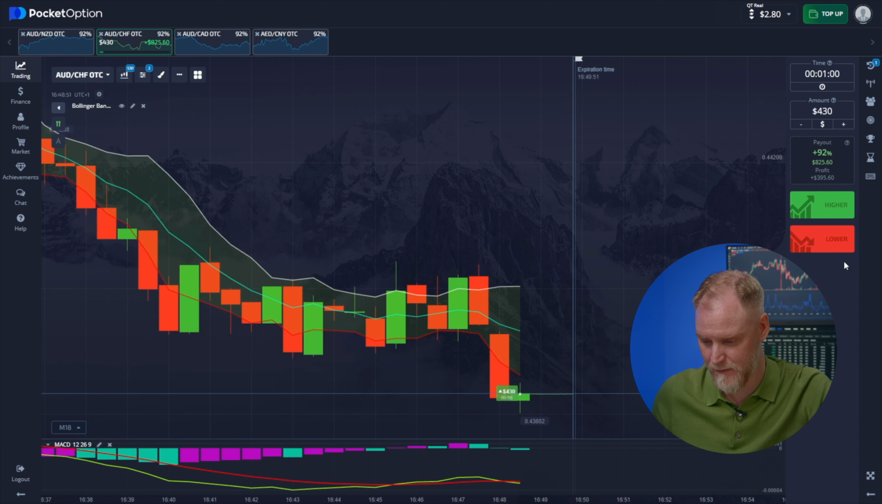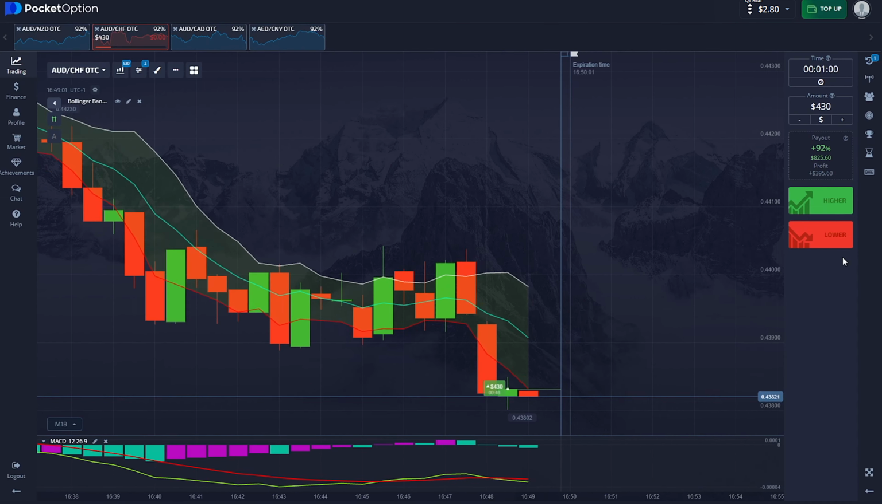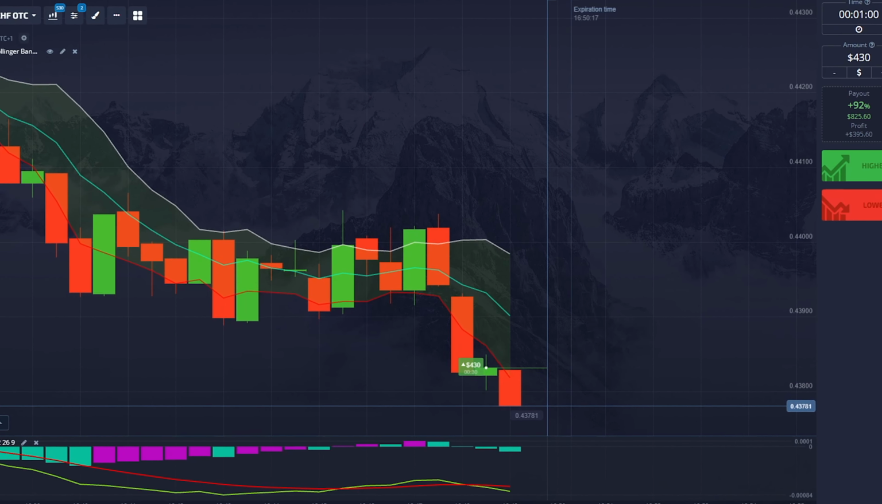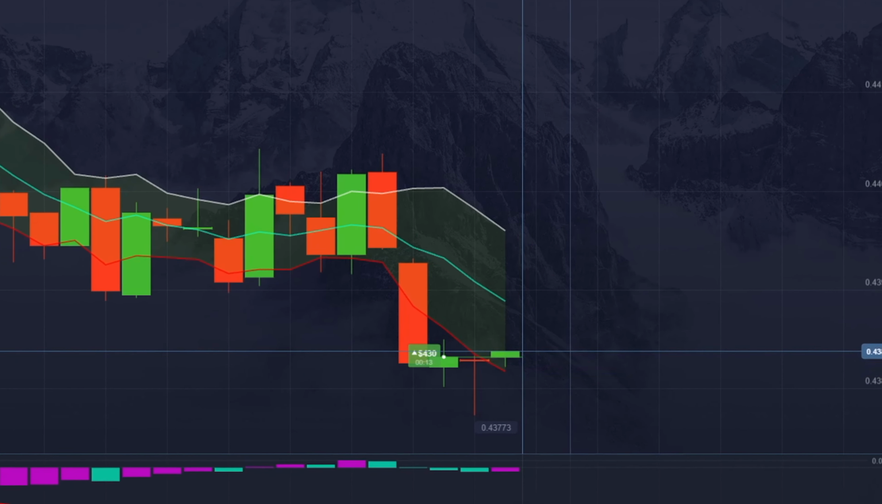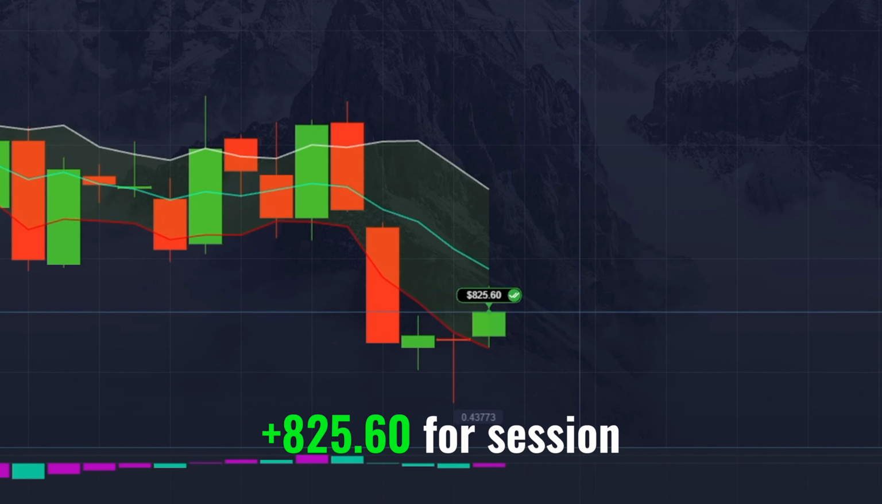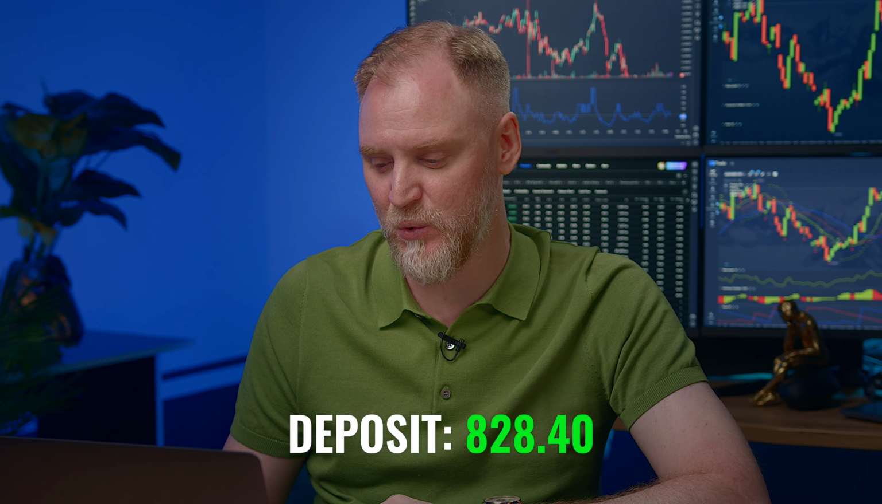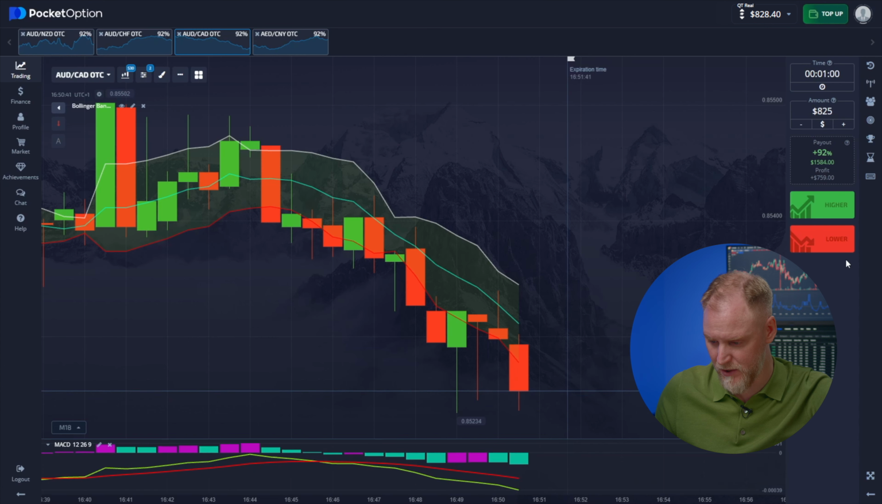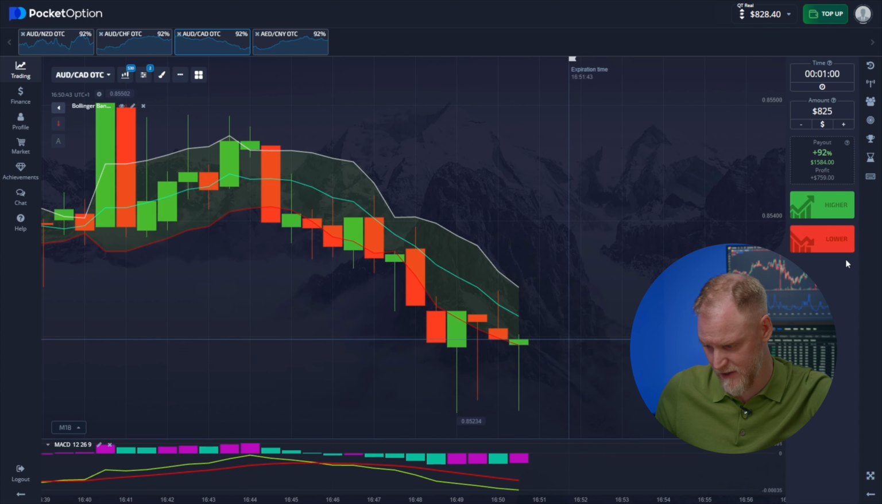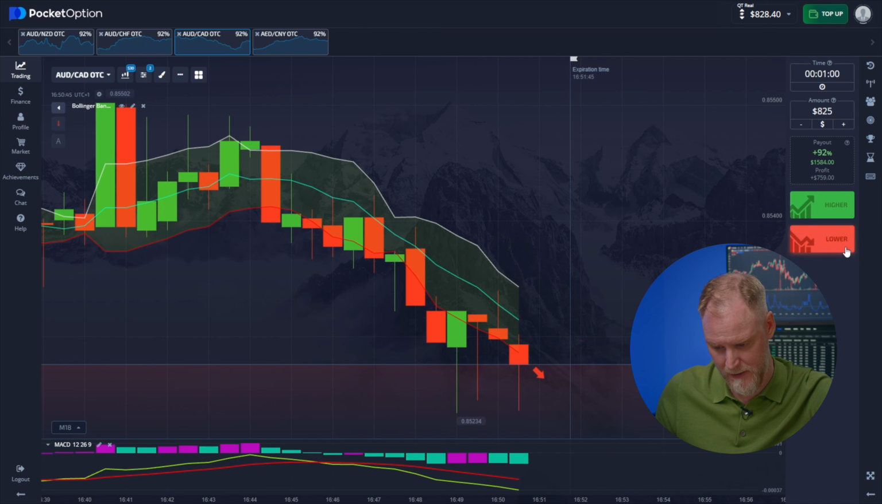Price drop, thanks to the bears, dipping below the lower Bollinger Bands. And I think that's the last of the downward trend before bulls take over. I nailed the direction again, and my deposit is now 825. Next. Now switching back to the Aussie and Canadian pair, adjusting the investment amount and going short this time.